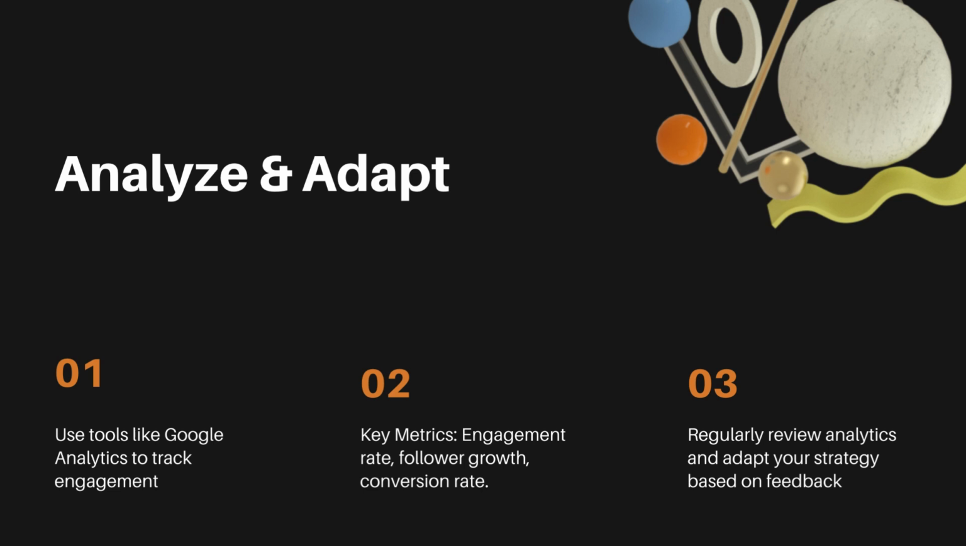So that's why it's very important for you to analyze what you're doing. And sometimes there are things you will do that will not perform well, and you then learn the reason why it didn't perform well. You could use tools like Google Analytics to track engagement. Several social media platforms today also come with inbuilt analytics that help you track your engagement, so you can see your follower rate and all of that. You could also regularly review analytics and adapt your strategy based on feedback.